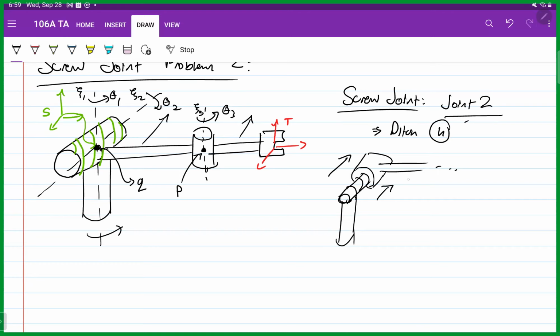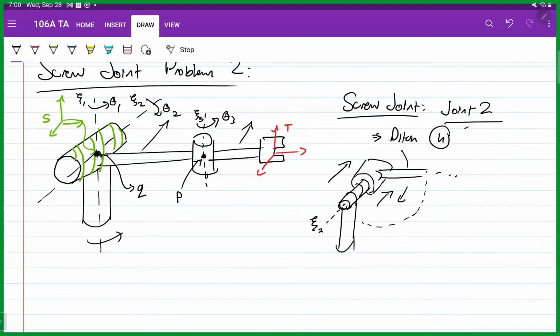So we have the rest of our robot arm attached right there. Xi 2 is our screw. All right, so can you guys picture what's happening with the screw joint here? Yes. Okay, cool. Thank you for the picture. That was great.